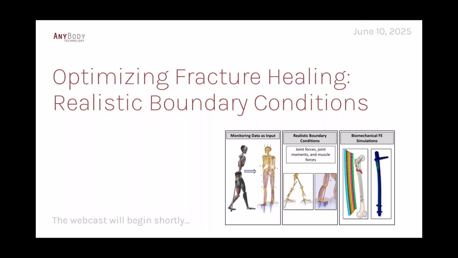The topic of today's webinar is optimizing fracture healing, realistic boundary conditions. My name is Christopher Iversen, and I will be responsible for the webcast today. I'm also responsible for the sales and marketing efforts here at Anybody Technology, and today I will be assisted by my colleague Bjørn Ingelund during the Q&A session in the end.